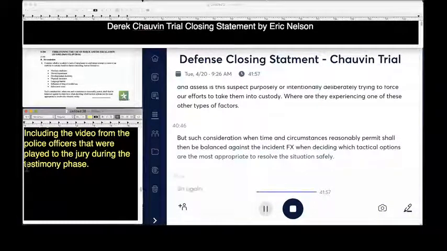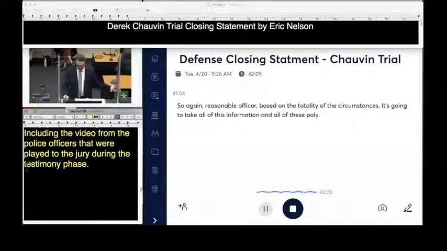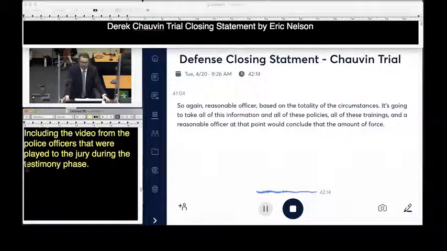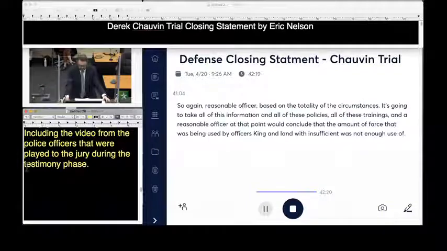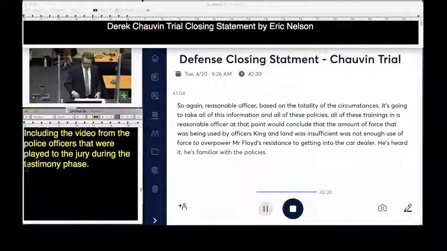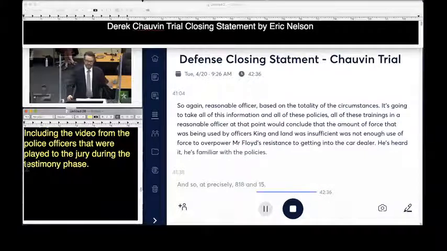So again, a reasonable officer, based on the totality of these circumstances, is going to take all of this information in, all of these policies, all of these trainings, and a reasonable officer at that point would conclude that the amount of force that was being used by Officers King and Lane was insufficient, was not enough use of force to overpower Mr. Floyd's resistance to getting into the car. He's seen it, he's heard it, he's familiar with the policies. And so, at precisely 8:18 and 15 seconds, Officer Chauvin goes hands-on.